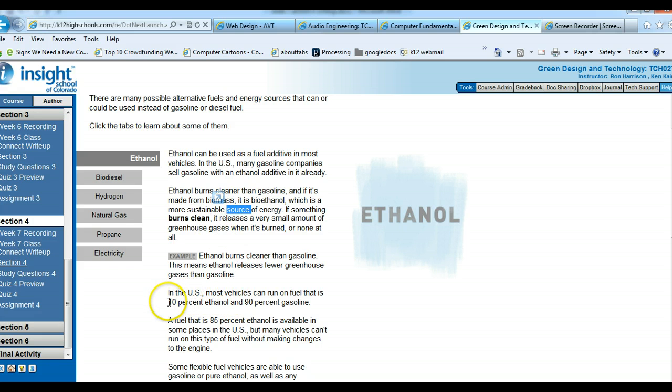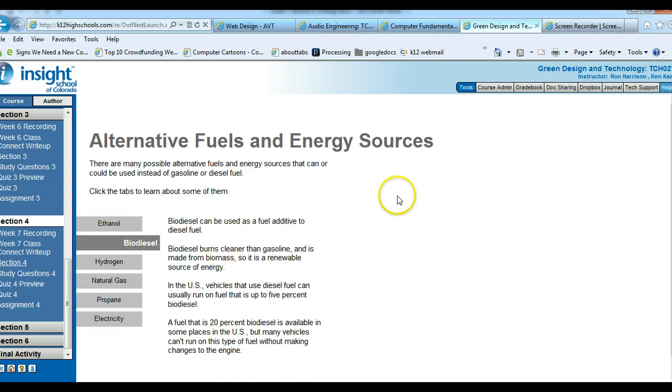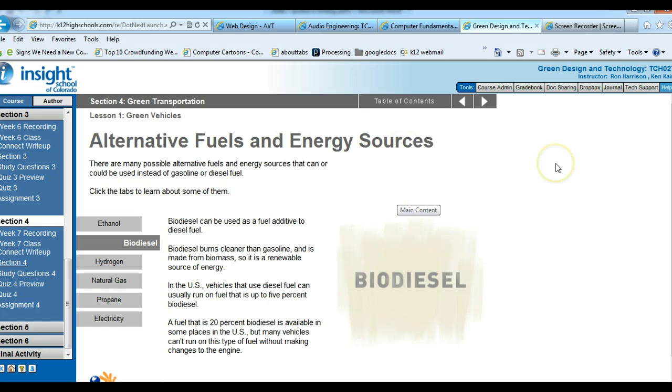In the United States, most vehicles run 10% ethanol, 90% gas. But then there's E85, as I talked about, so that's more ethanol. Certain cars can run on that. Biodiesel, of course, bio means earth, right? So this talks about biodiesel. Of course, diesel is a regular fuel that comes from fossil fuels, but then there is biodiesel, which is a different type of diesel, made a different way.